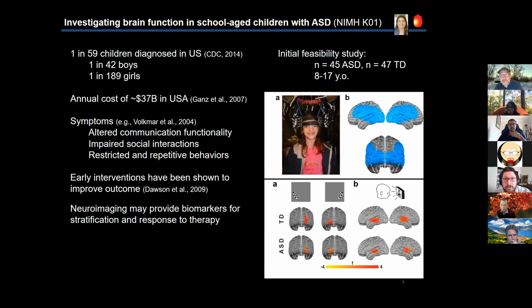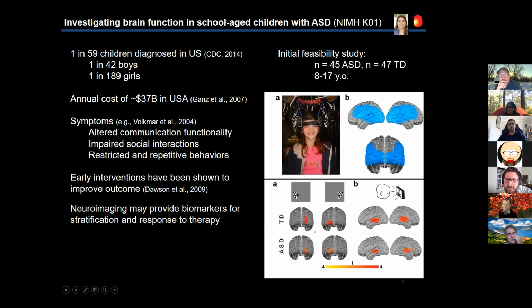The second thing I want to share with you guys is our work on autism. I had a K01 that was focused on just feasibility of this high density fiber-based array in kids with autism. So we have an initial feasibility study of 45 kids with autism, 47 typically developing kids. This is an adolescent in the cap, happily giving us data across this field of view.